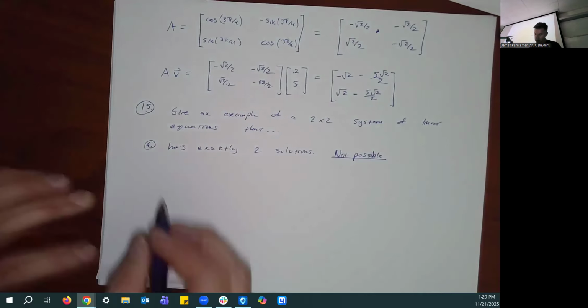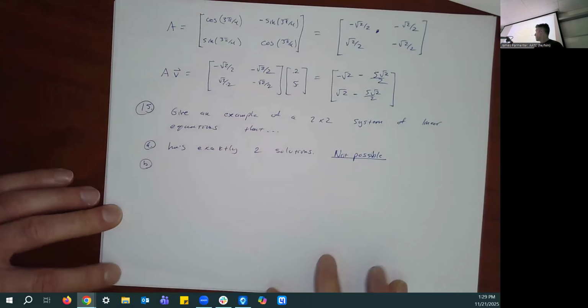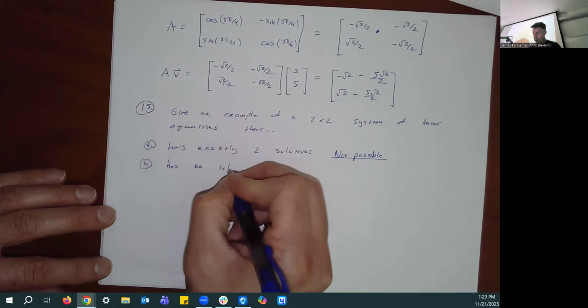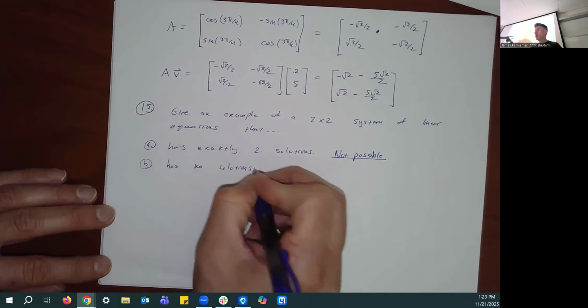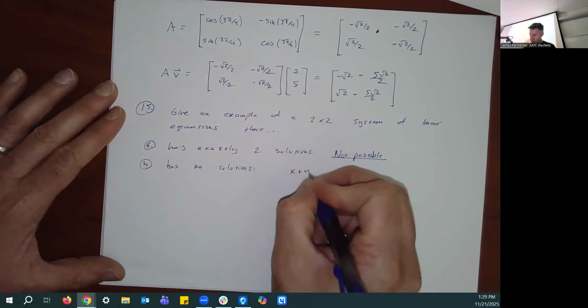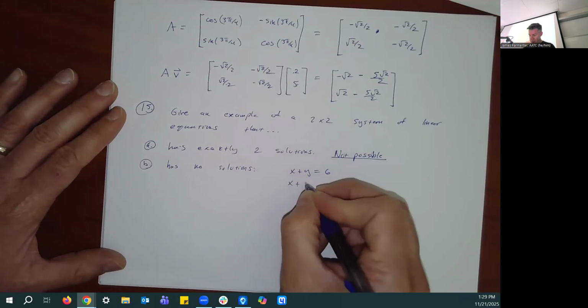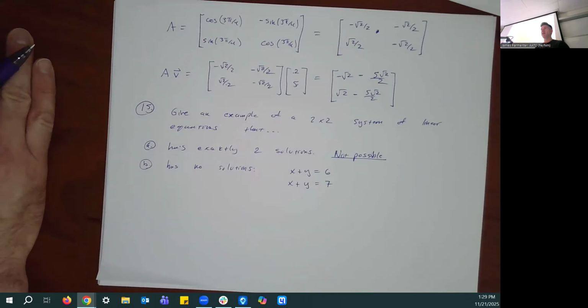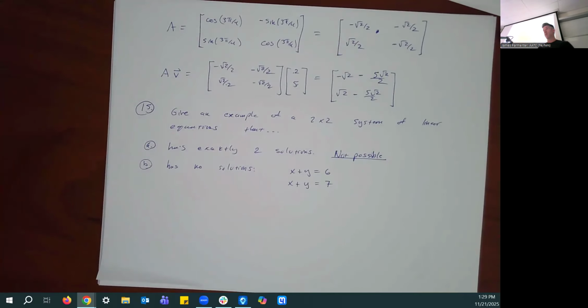And then the other ones, since we're on the topic, if you're going to have no solutions, then those lines better be parallel. So one easy example would be something like x plus y equals 6 and x plus y equals 7. As long as the x's and the y's have the same coefficients or they're multiples of each other's coefficients, and the thing they're equal to are not multiples in the same way, they're not going to ever intersect. These are 2 parallel lines.